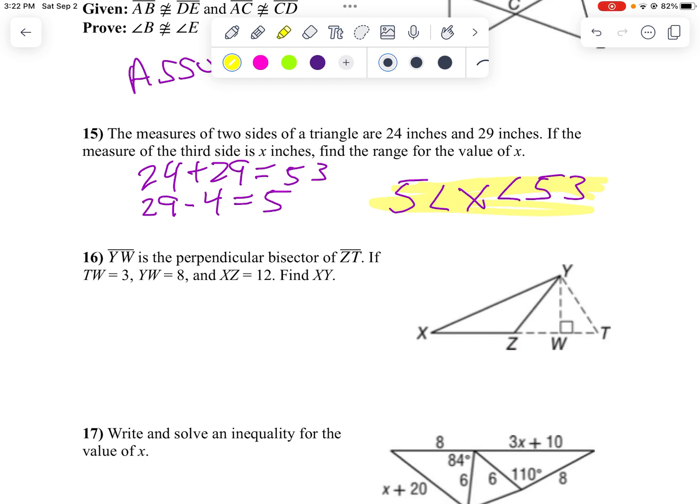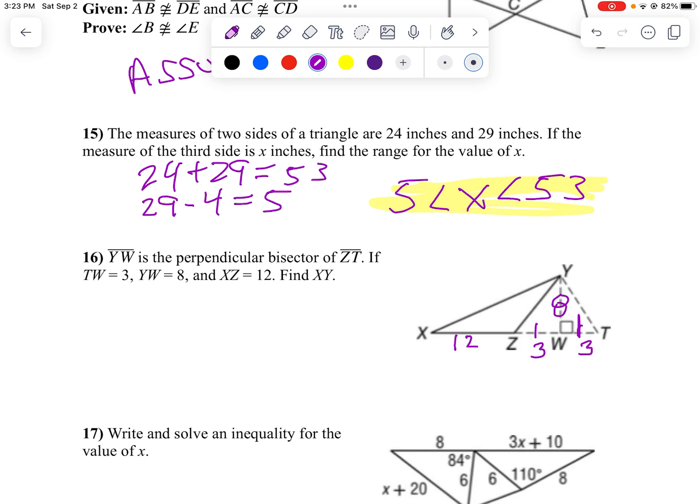Number 16, we're told YW is a perpendicular bisector of ZT. So automatically we know ZW and WT, they're the same. We know T to W is 3. So that means Z to W is 3. And we're told X to Z is 12. And we want to find X to Y. Oh, I forgot to put down Y to W is 8. I was going to say, otherwise I wouldn't be able to do that problem.